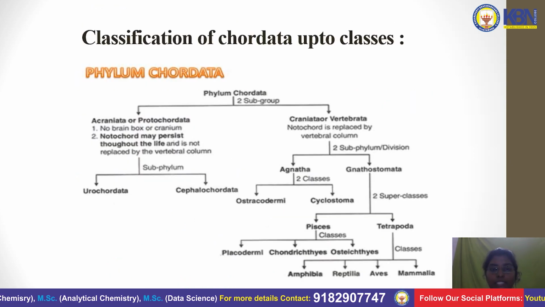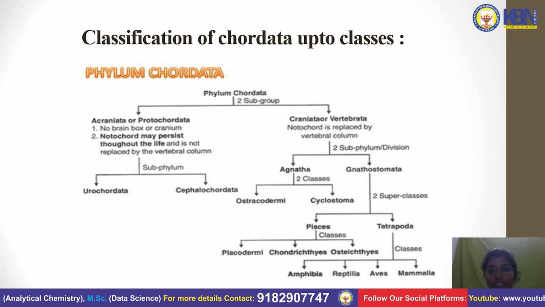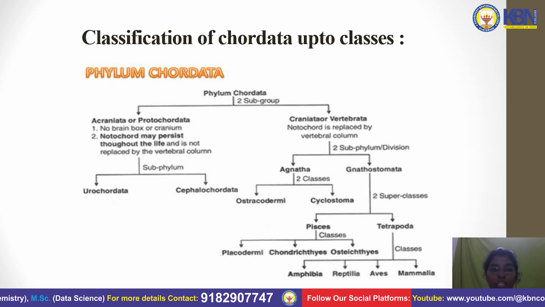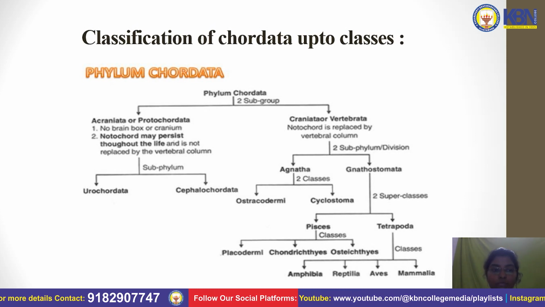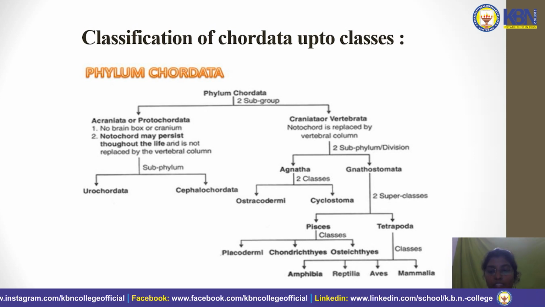Next, this is the classification of Chordata up to classes. Phylum Chordata is divided into Protochordata and Vertebrata. Acraniata or Protochordata is again divided into two subphyla, Urochordata and Cephalochordata. Vertebrata is again divided into two subphyla, Agnatha and Gnathostomata. Agnatha are divided into two classes, Ostracodermi and Cyclostomata, and Gnathostomata is again divided into Pisces and Tetrapoda.